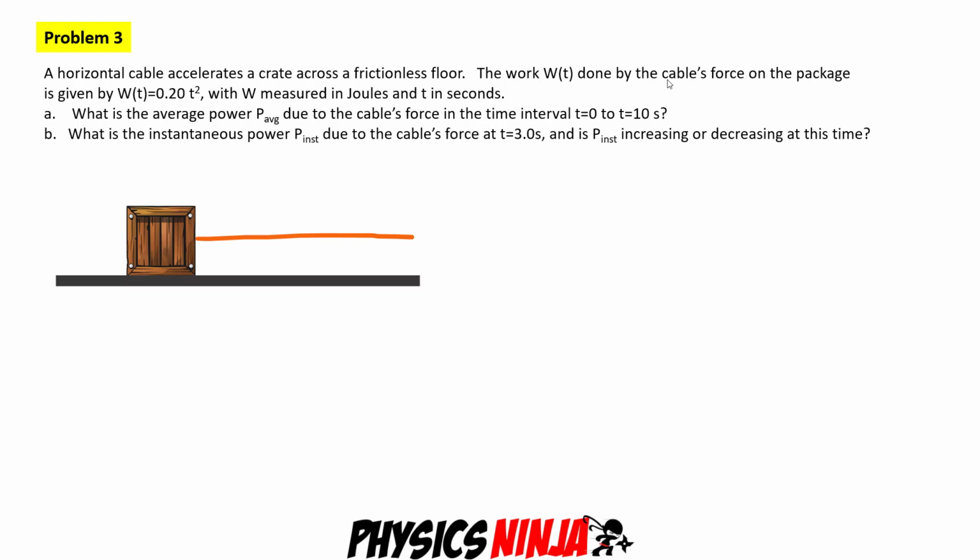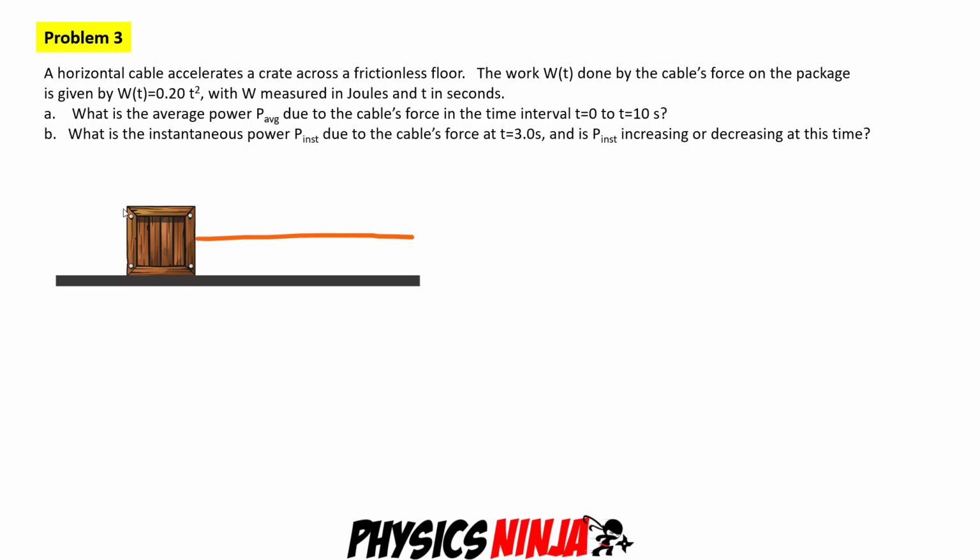The work done by the cable's force on the package is given by this equation, 0.2 multiplied by t squared, where W is measured in joules and t is in seconds. Question A says, what is the average power due to the cable's force in a time interval from 0 to 10 seconds? And question B says, what is the instantaneous power due to the cable's force at this specific time of 3 seconds? And is this power increasing or decreasing with time?